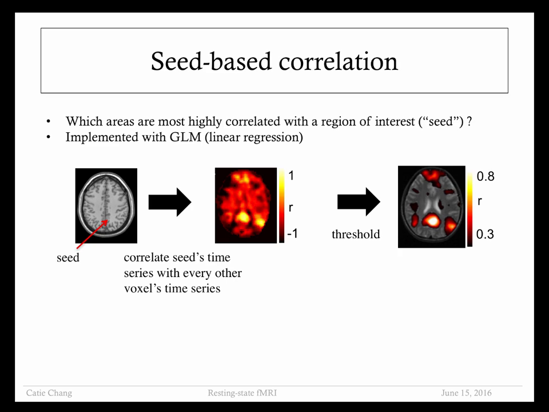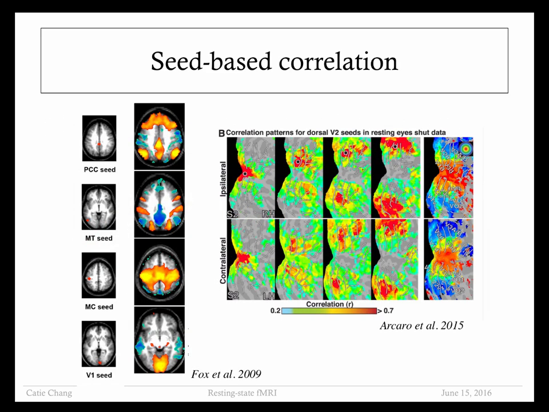As some examples, in the study, they just picked some different seeds, and you can see what kind of correlation maps result. If you take a PCC seed, then you'll get a pattern that looks like the default mode network. Here, an attentional network, motor network, and visual areas. So these were the canonical resting state networks we've just discussed.